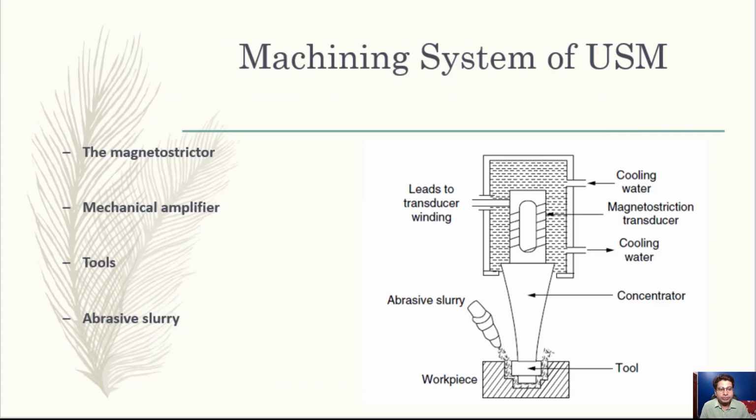Now, the machining system of the ultrasonic machining process. It principally has 4 major parts. The first one is the magnetostrictor, then the mechanical amplifier, the tools which are used, and the abrasive slurry. We'll be studying them one by one. The magnetostrictor used in ultrasonic machining has a frequency winding wound on the core of the magnetostrictor and a special polarizing winding around an armature.